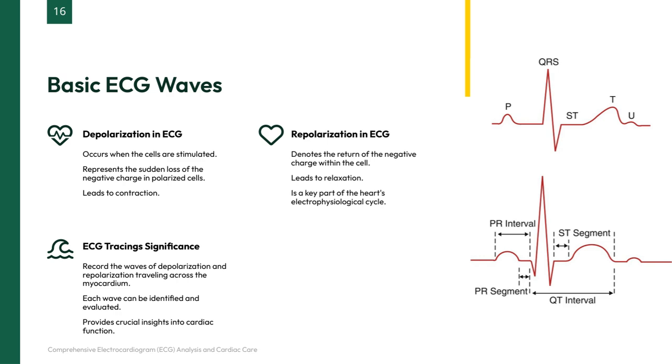Now, the ECG tracings we see on the monitor are actually recordings of these waves of depolarization and repolarization moving through the heart muscle, or myocardium. Each wave has distinct characteristics we can identify and analyze, and this helps us gain important information about how well the heart is functioning. Understanding these basic waves is key to interpreting the overall heart health.